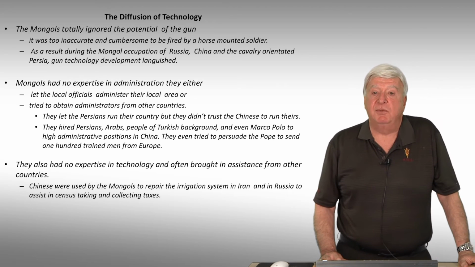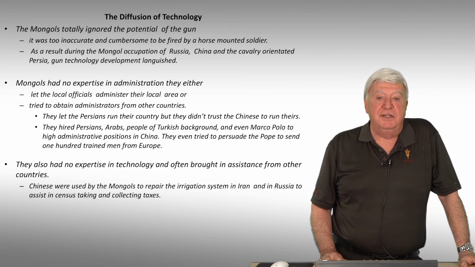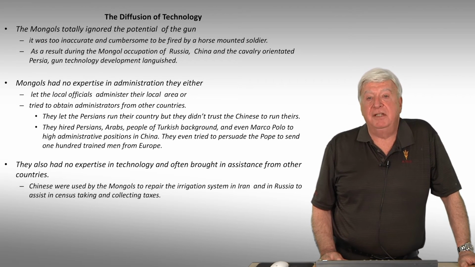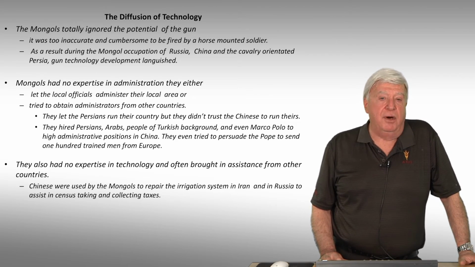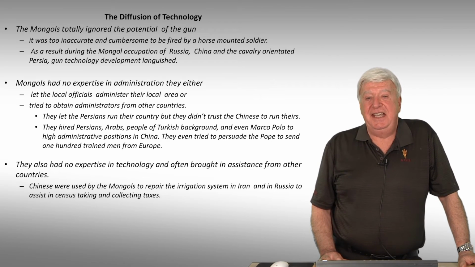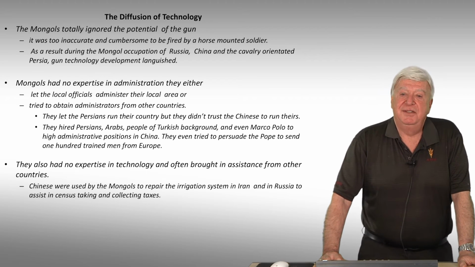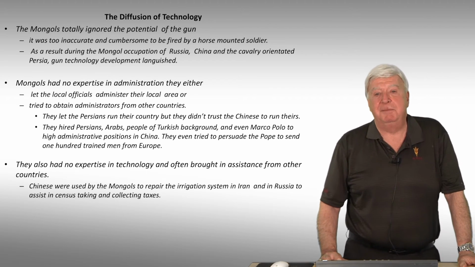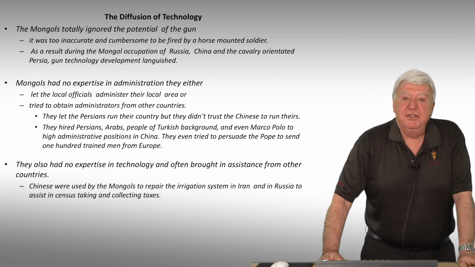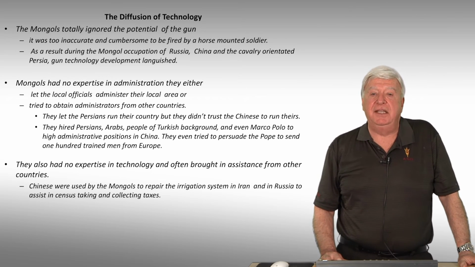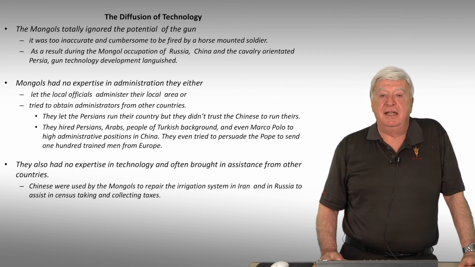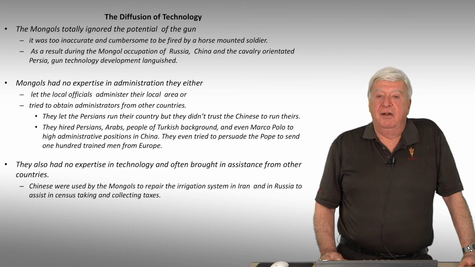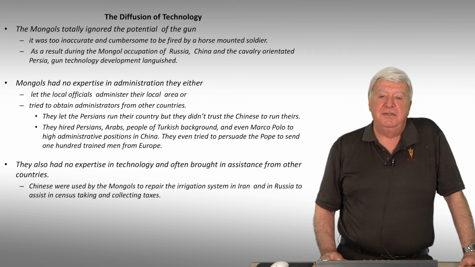They let the Persians run their country, but didn't trust the Chinese to run theirs. They hired Persians, Arabs, people of Turkish background, and even Marco Polo to high administrative positions in China. They even tried to persuade the Pope to send 100 trained men from Europe. Chinese were used by the Mongols to repair the irrigation system in Iran and in Russia, also to assist in census taking and collecting taxes.